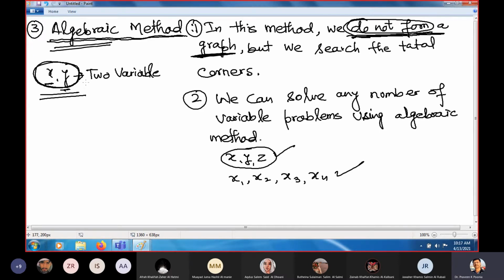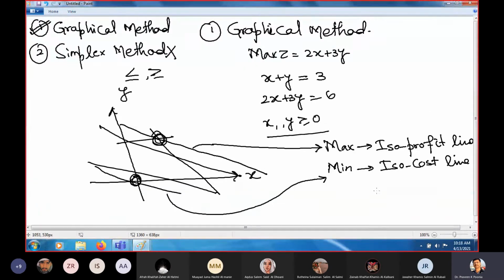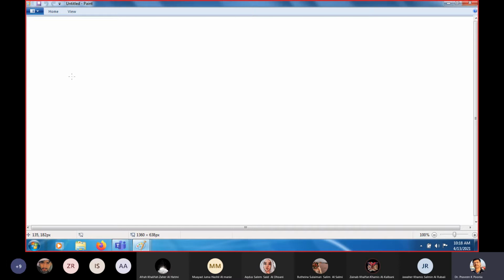Clear? One more thing, if you remember, when I was explaining graphical method, I told you that in graphical method we directly change less than and greater than into equal sign. Let these are equal. But in algebraic method we cannot do like this. So here in case of algebraic method, two types of variables I am going to define, and please remember these. The first one is slack variable.